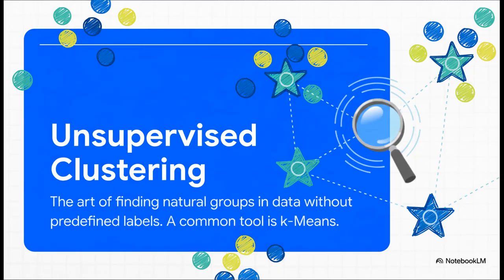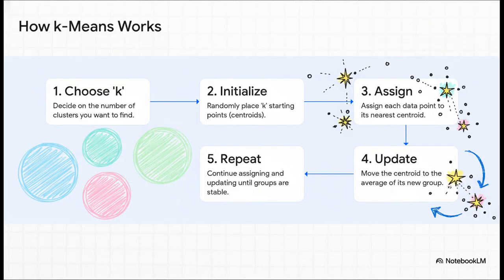Now, the fancy technical name for this is unsupervised clustering, and the most famous tool for the job is an algorithm called k-means. The name kind of gives it away, doesn't it? The k is simply the number of groups you're looking for, and means, well, that just refers to the average, or you could say the center point of each of those groups. So how does this actually work? Well, it's this beautifully simple back and forth dance.